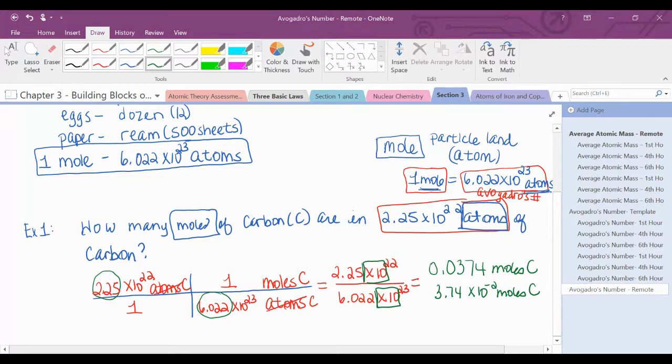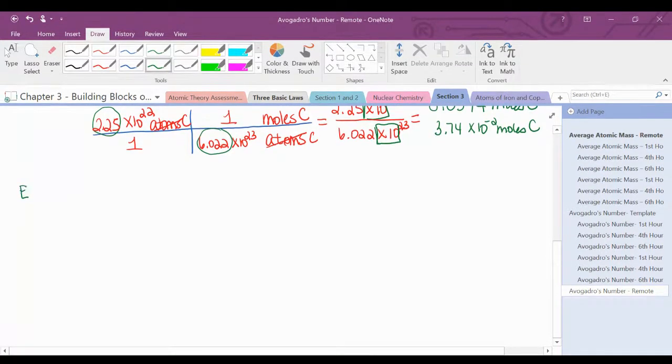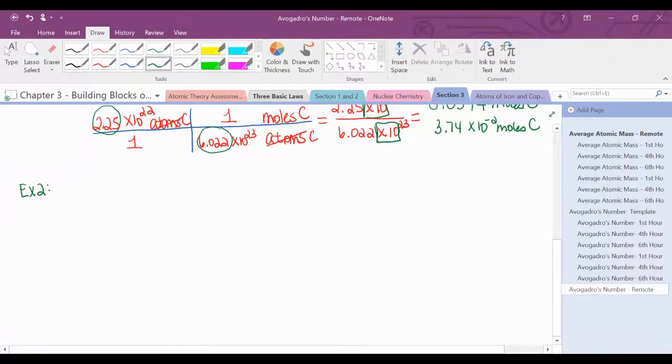Okay, so that's problem number 1, where I'm giving you atoms and we're converting to moles. Let's look at problem number 2. Okay, so in problem number 2, I want to know how many atoms of sodium are in 3.80 moles of sodium.